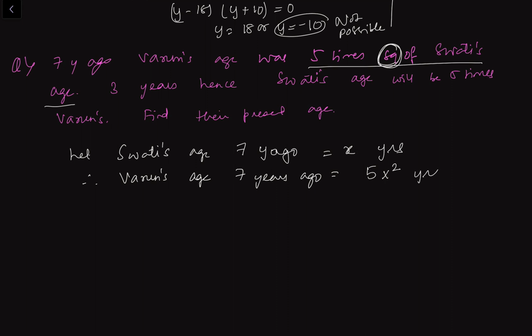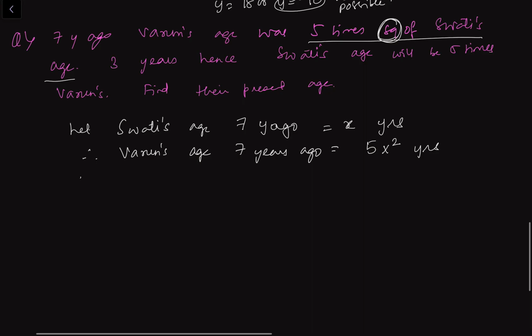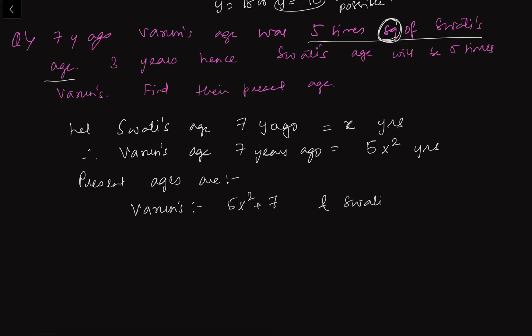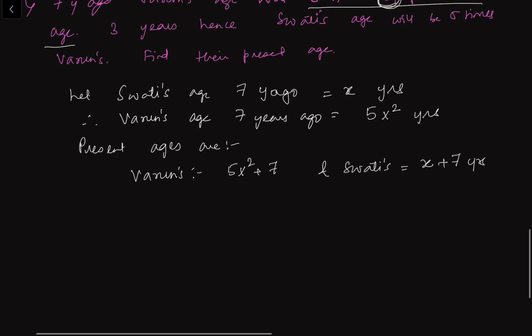Okay, so now this was 7 years ago. So present ages are, if this was 7 years ago, right now Varun's age is 5x squared plus 7, and Swati's age will be x plus 7. These are your ages, and now you have to find their present age. So this value you have to find, and one more detail is given.